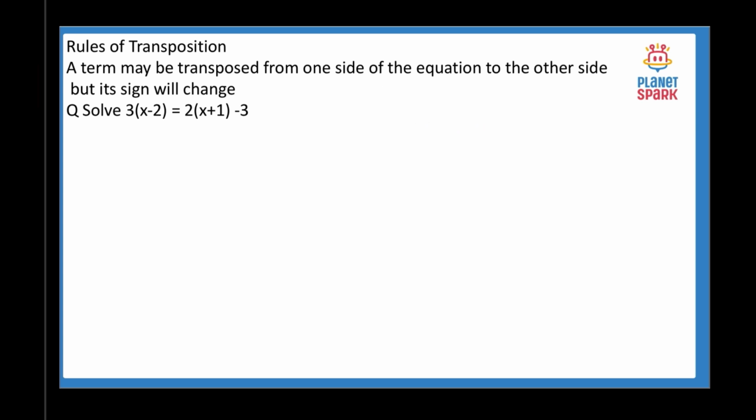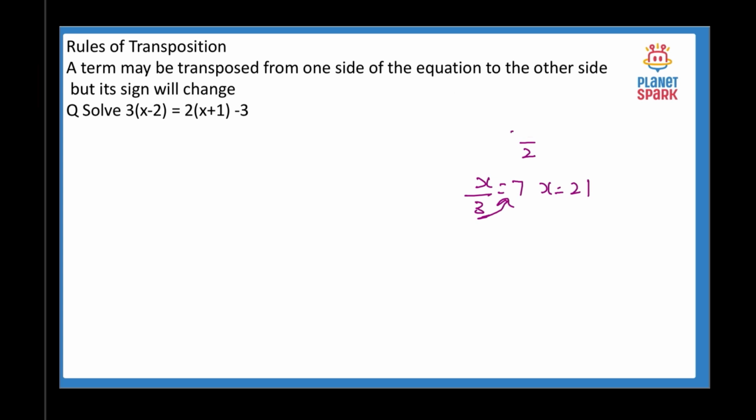Similarly, multiplication and division are also reverse operations. So if something is multiplied on LHS, if I'm taking it to RHS, it would be divided. x will become 5 upon 2. Also, division will become multiplication. x upon 3, since x is divided on LHS, on RHS, it would be multiplied. So these were the rules of transposition.